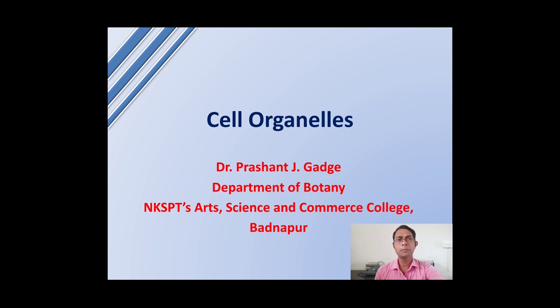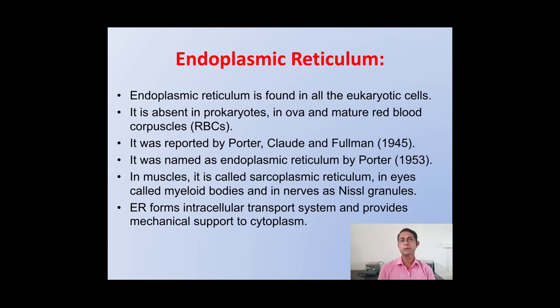Now in our syllabus, three most important organelles are given. The first one is endoplasmic reticulum, second is Golgi complex or Golgi bodies, and third is the lysosomes. So only these three organelles are given in our syllabus. So the question is, what is endoplasmic reticulum?